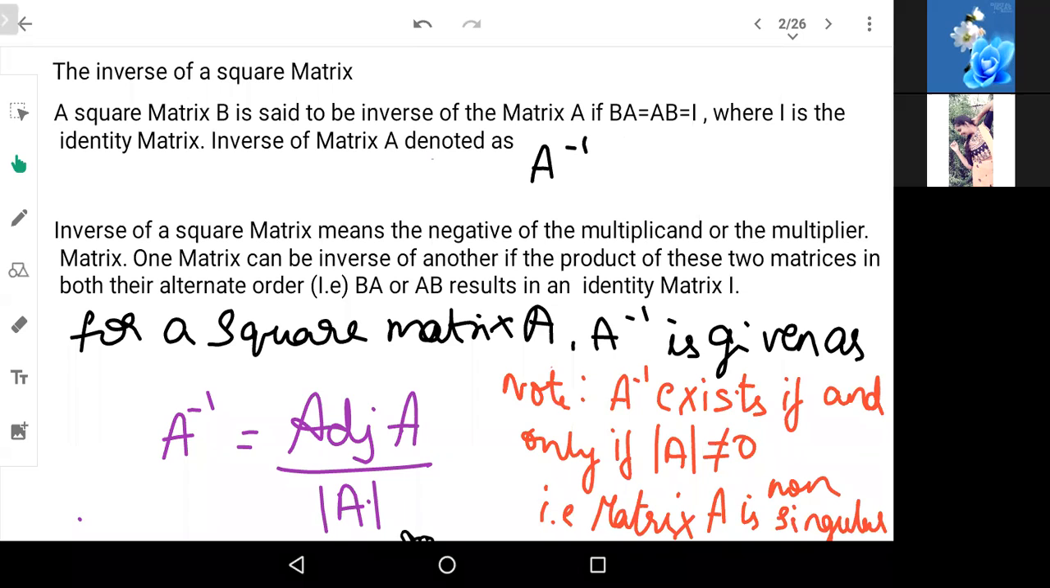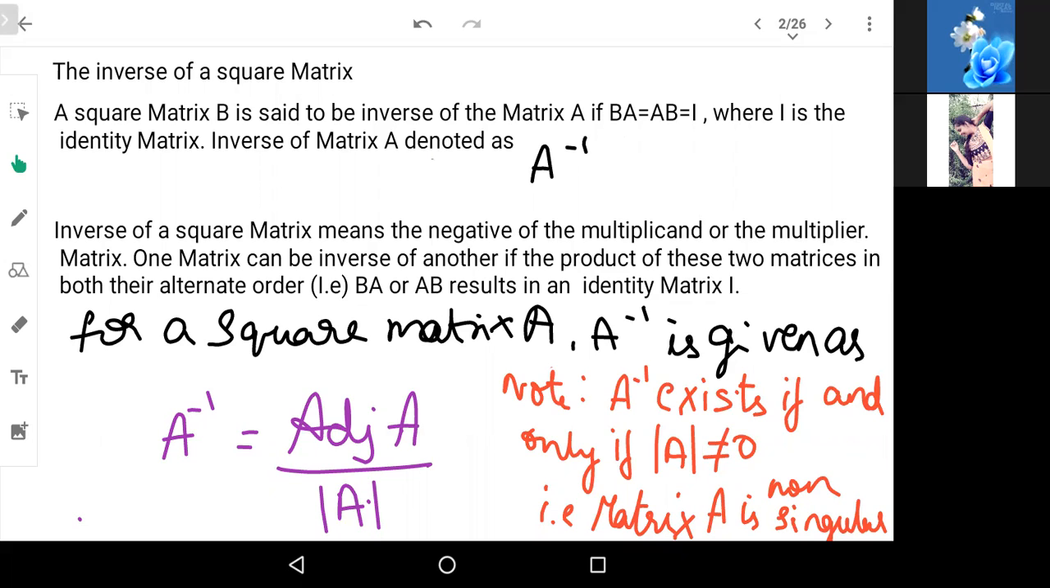So when you calculate determinant of A, first check if the value is 0 or any other number. It can be positive, it can be negative. There is no problem, but it should not be 0. So A inverse will only exist when determinant of A is not equal to 0.